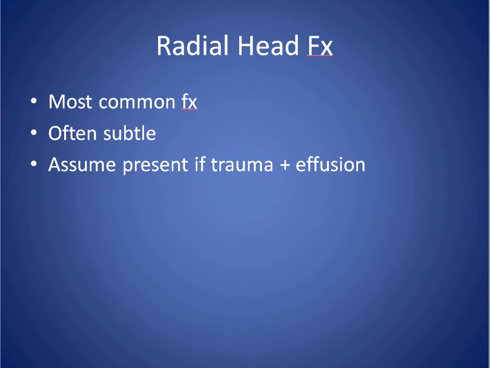So we'll first talk about radial head fractures. These are the most common fractures that we see in the elbow in adults. They're often very subtle, and again, if there's a history of trauma and there's an elbow effusion, you should probably assume that there's a non-displaced radial head fracture present.